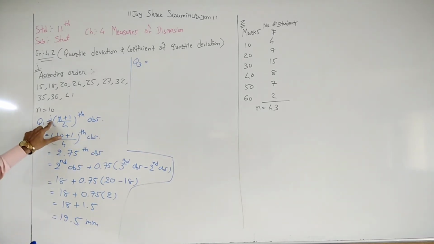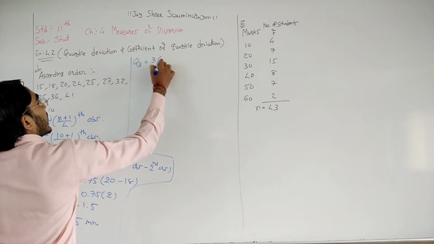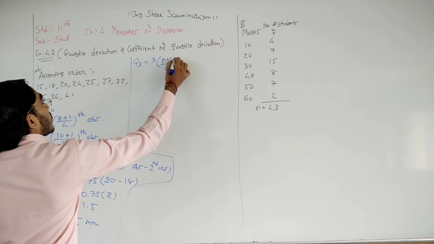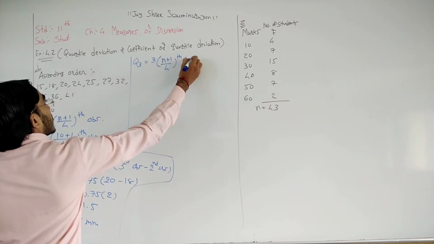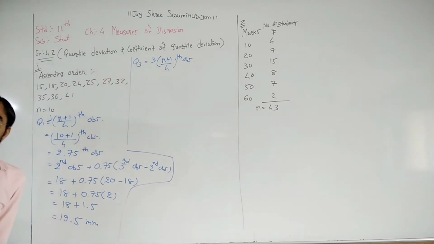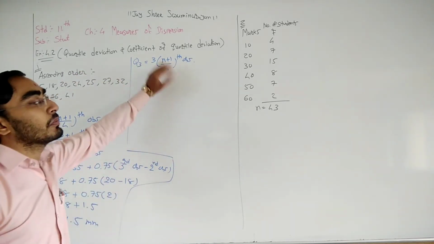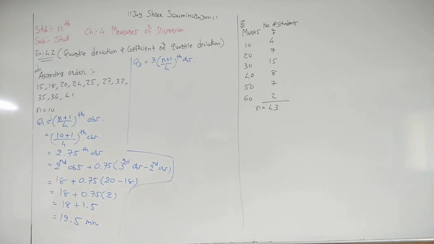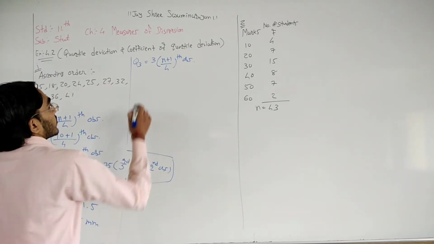Same formula, but in place of this J, we need to put 3, right? So 3(n+1)/4th observation. For first quartile here 1, for second quartile 2, and third quartile 3, and the formula is J(n+1)/4th observation. Okay, you need to remember all the formulas of chapter number 3 and 4. After that, you can solve this question.